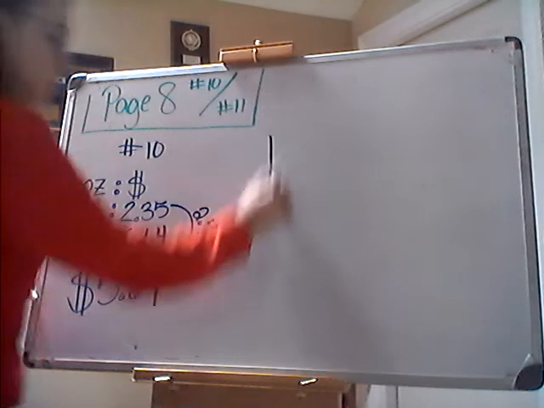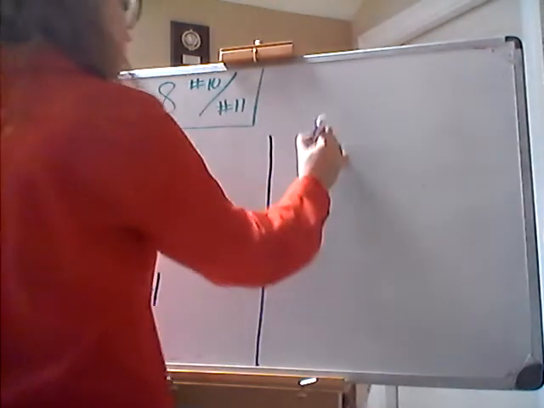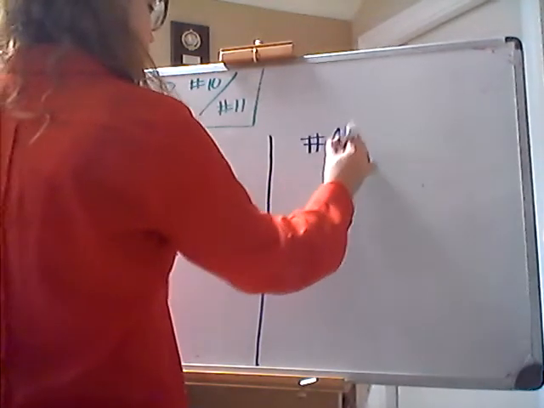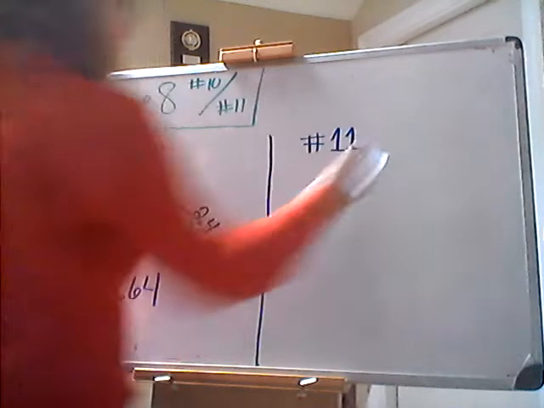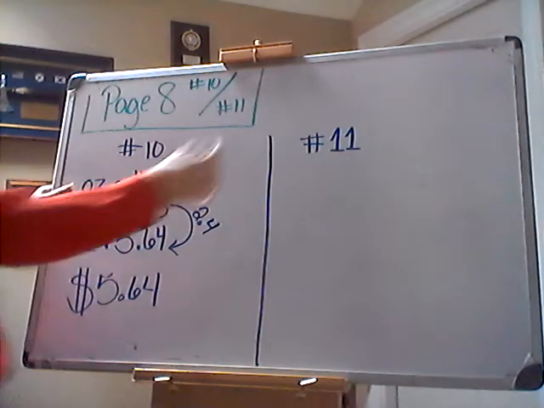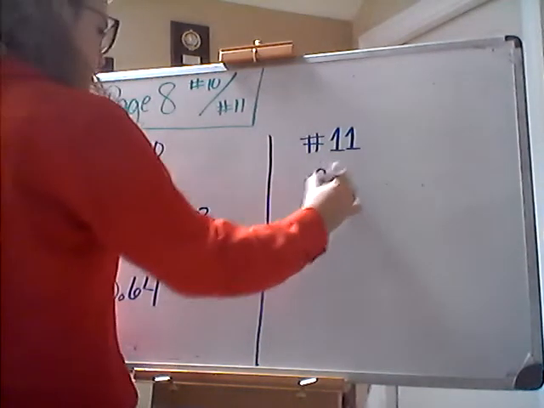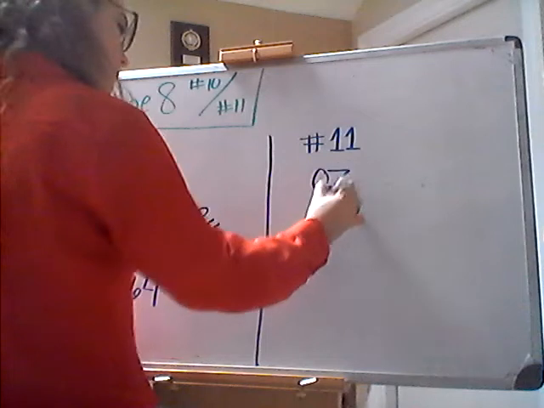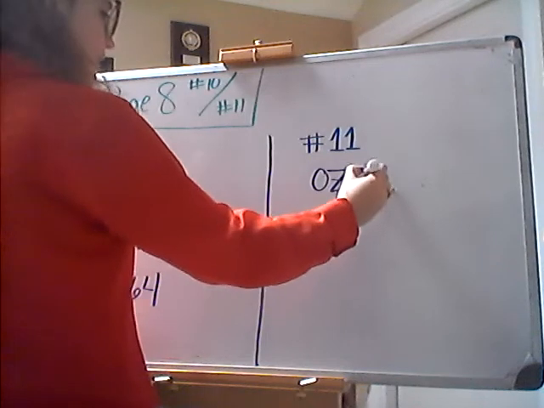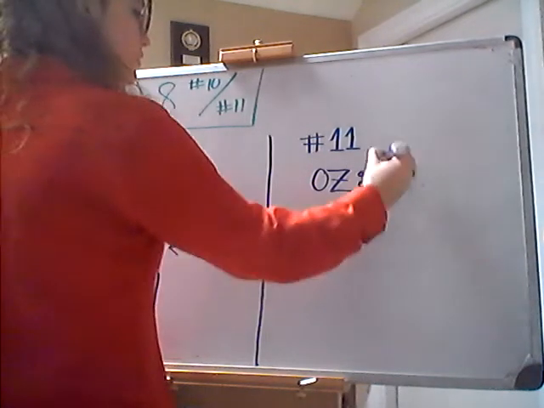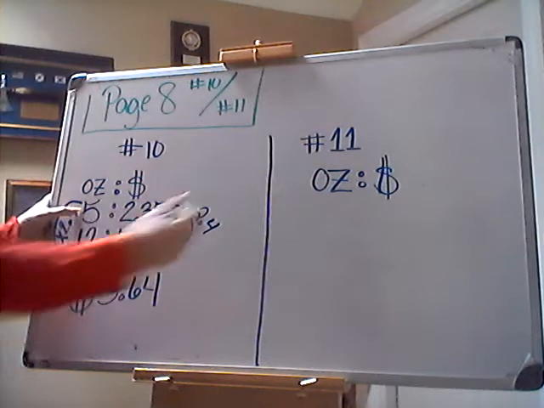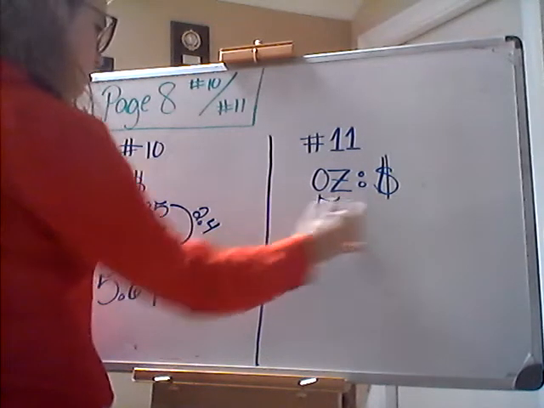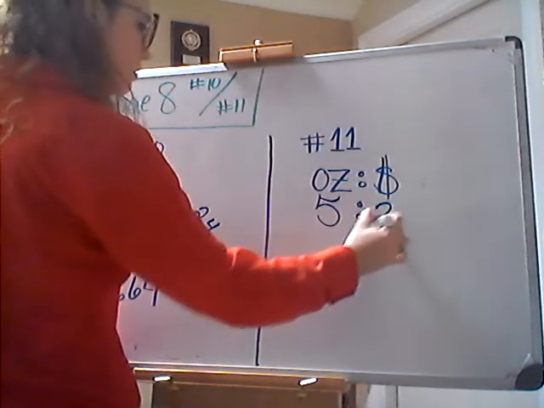So, number 11, we have the exact same information as number 10. The exact same basic information. And the same basic information is that 5 ounces costs $2.35.